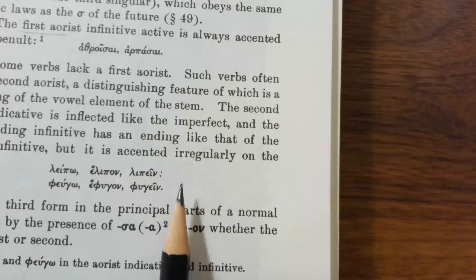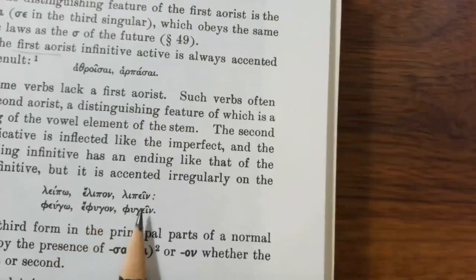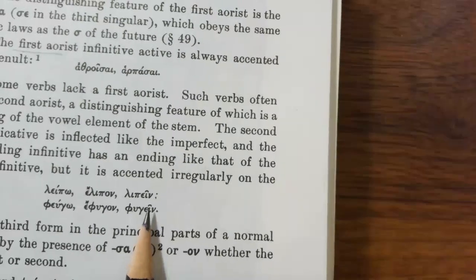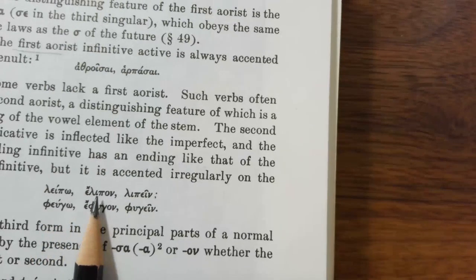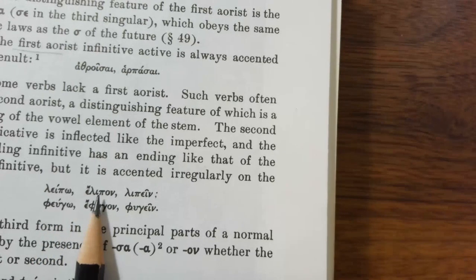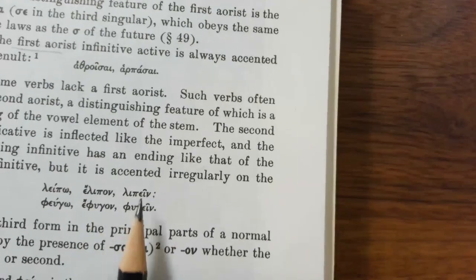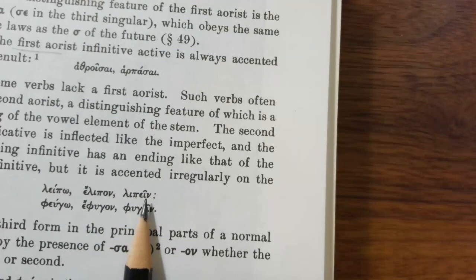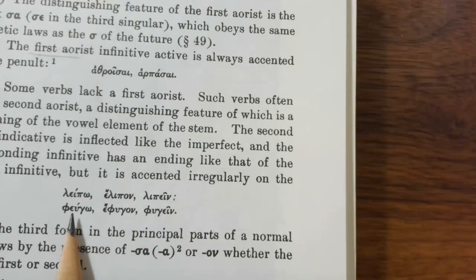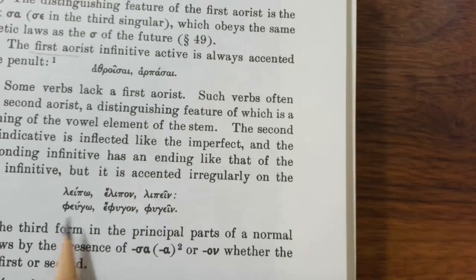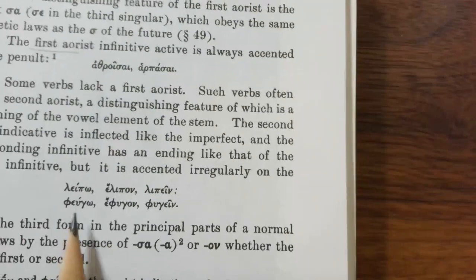Okay. And here, what do we have here? Okay. So we have the present here, lepo. Then we have the root aorist here. Okay. And then we have the root aorist infinitive here. Okay. And then feugo. This is a good example here. Feugo, you have the present here.